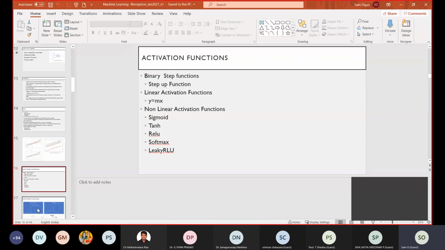Then we can go to the activation functions. There are many activation functions, but they are primarily three types of basic activation functions. One, we have the binary step function. Then we have the linear activation function. Then the other activation functions can be grouped as non-linear activation functions. So I will again share my screen.